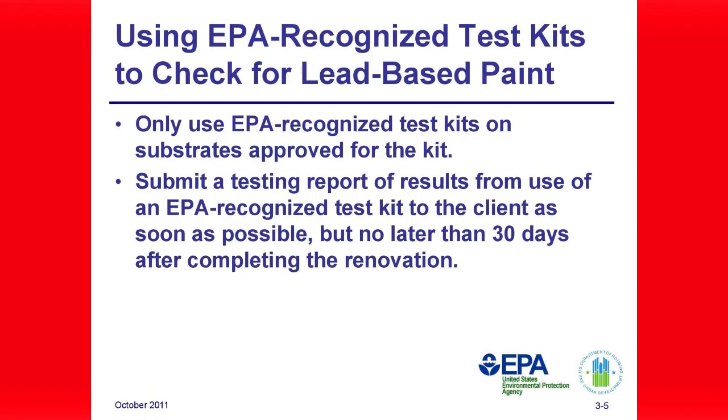What substrates can be tested? Substrates means which components can be tested. Can wood be tested, can concrete be tested? Those are all the substrates. That's where the paint was actually painted on. Recognized test kits should only be used to test for lead in paint on substrates for which they are approved. When testing is needed for a non-approved substrate or a substrate coating other than paint, a certified risk assessor or lead inspector would be required to do such sampling.